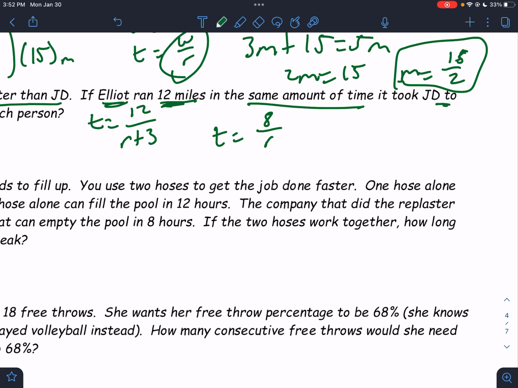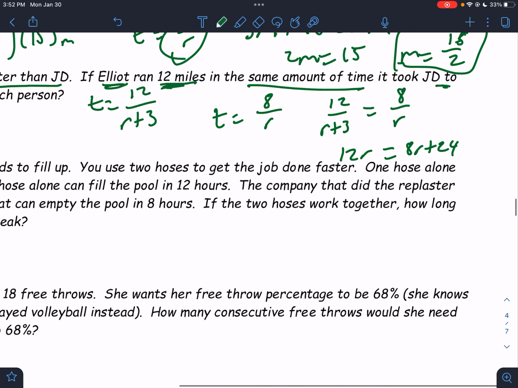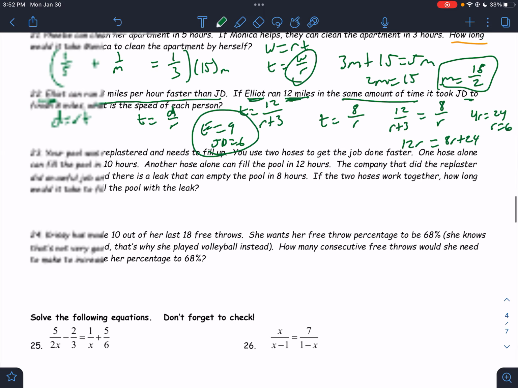So if they both equal T, we can make them equal to each other. So 12 over R plus 3 equals 8 over R. Cross multiply, you get 12R equals 8R plus 24. You get 4R equals 24, R equals 6. So Elliot would equal 9 and JD would equal 6. Got it. That one was a lot easier.